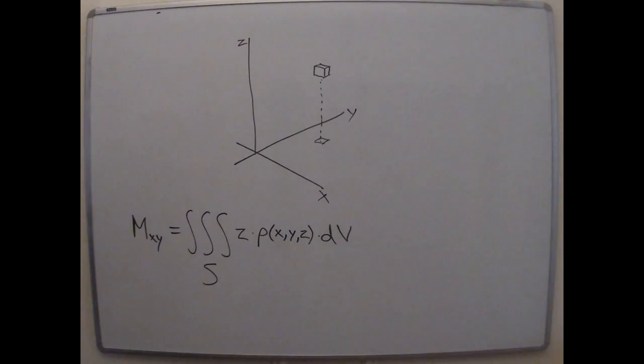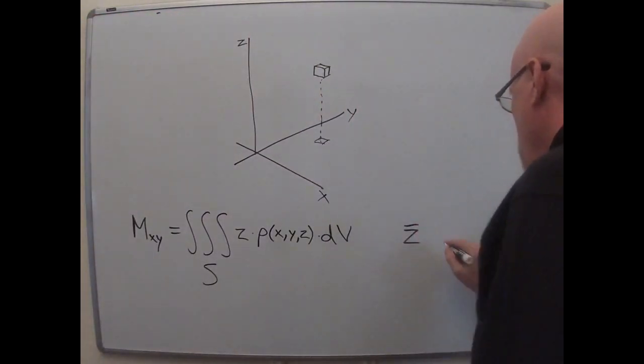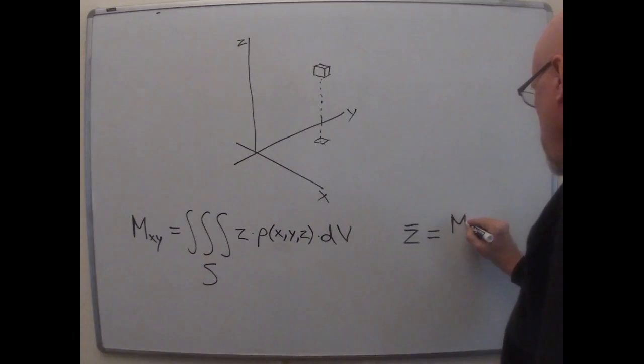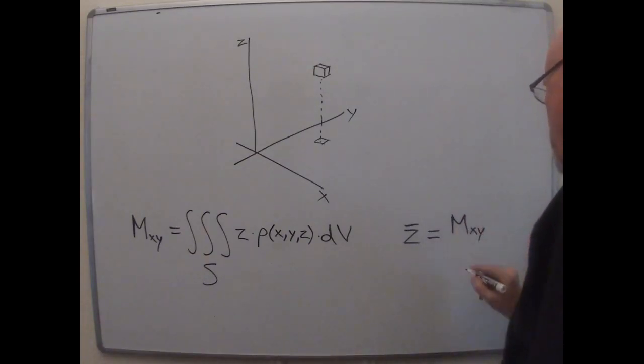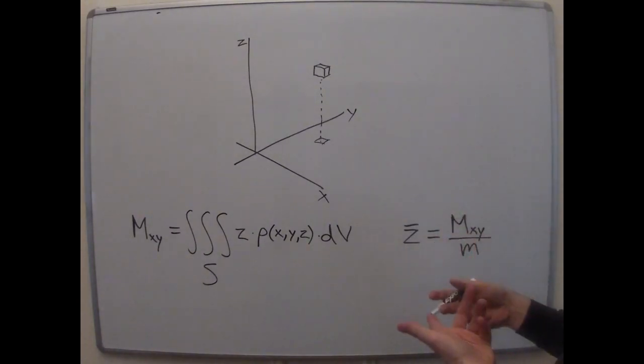But that's the z coordinate. So when I go to find the z coordinate of the center of mass, it's going to be the moment from the xy plane divided by the actual mass. And there's a similar thing for all the other directions.